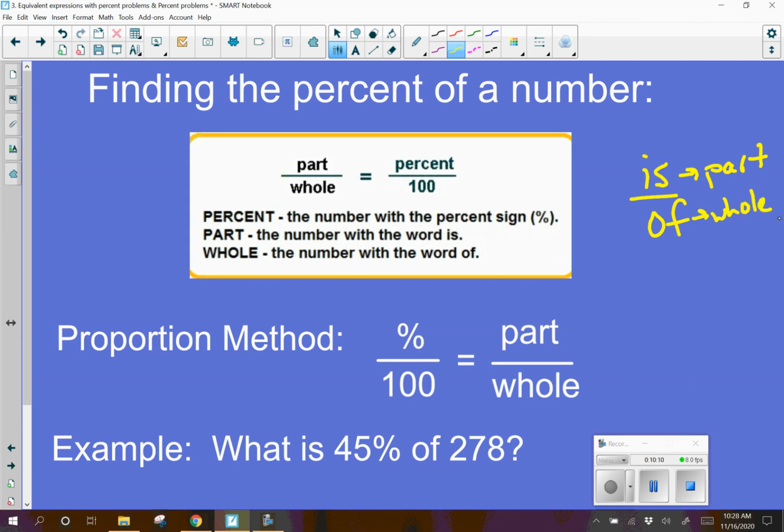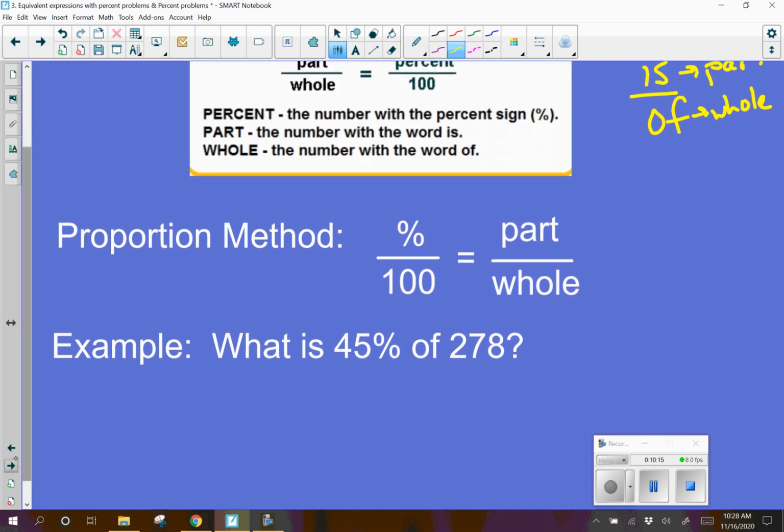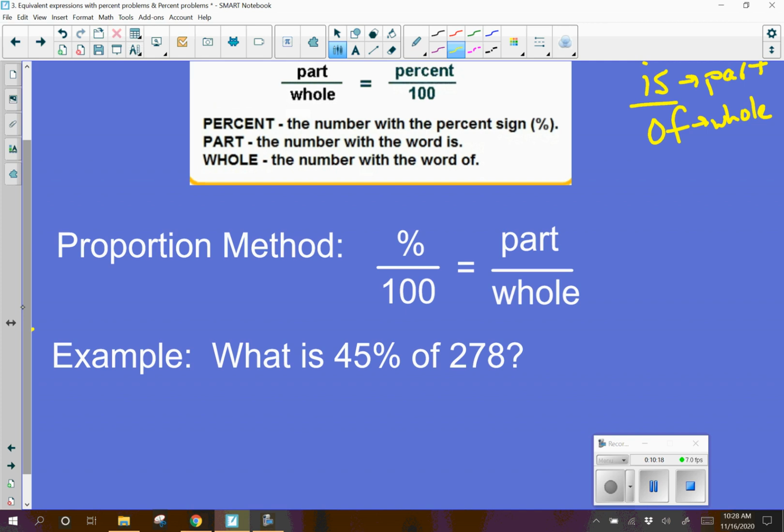So let's take a look at the example. It says, what is 45% of 278? Well, I see my percentage here, so I'm going to put that over 100. And then I see of 278. Of is indicating that 278 is my whole, so I'm going to put that on the bottom. And that means X is going to go on top. That's what we're trying to find. Now, we've already covered rates and proportional relationships, so hopefully we remember how to solve our proportions. We're going to find our cross products first.